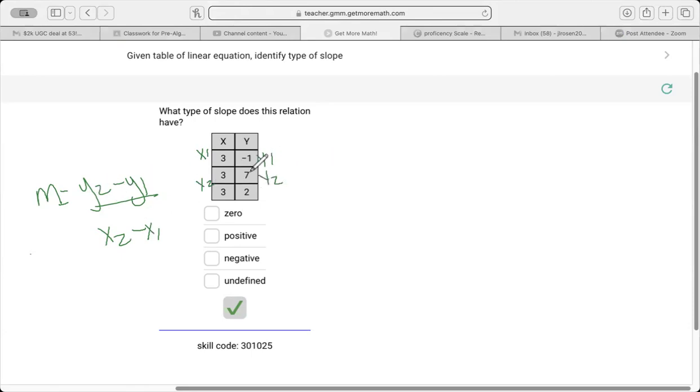So y2 minus y1, so 7 minus -1 over 3 minus 3. Okay, so 7 minus -1 is 8, and 3 minus 3 is 0. Okay, so here's the thing. Can I take 8 things and put them into 0 groups? Okay, if I have 8 things, I'm at least going to have one of something, one group of something, right?